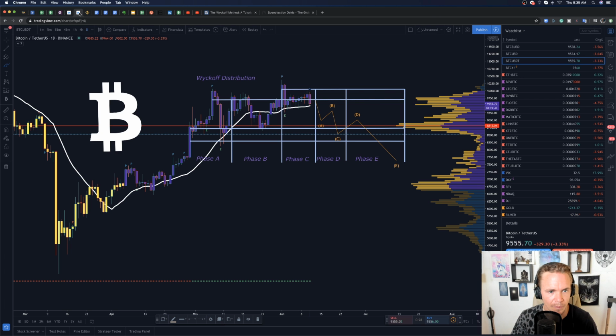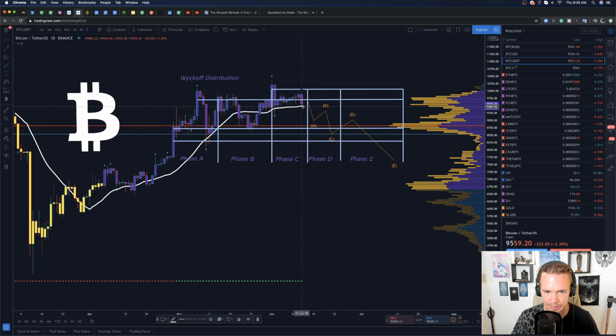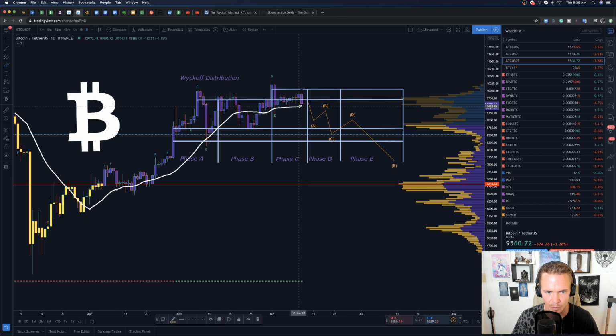Now, currently, what's happened in Bitcoin is we've broken down below this line. Now, these lines aren't definitive, right? So we don't want to actually make a play until a secondary part of this phase starts to take place. So in phase D here, we would be closing below the 21-day moving average, this white line here. And we would be coming down to test around 8,900 here, where you see on the volume profile, we have a big gap between 9,400 and 8,800. So currently falling below this 21-day moving average would be around $9,400, as you can see on the side here.